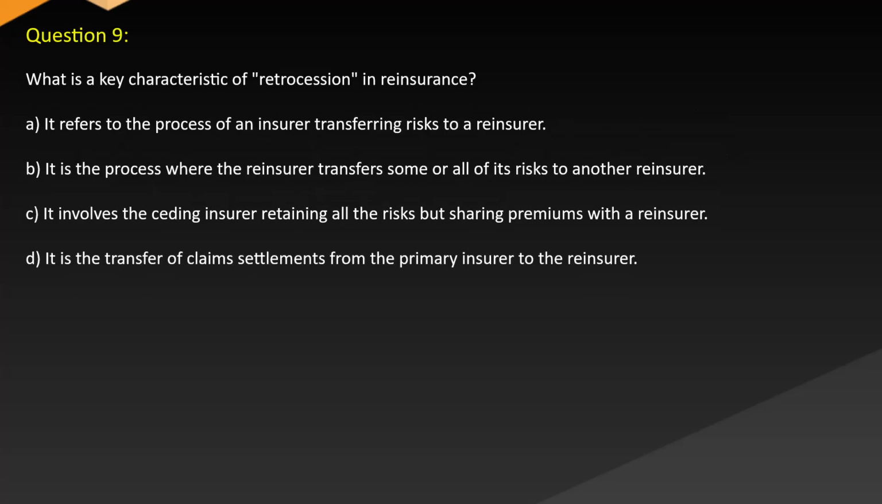Question 9. What is a key characteristic of retrocession in reinsurance? A. It refers to the process of an insurer transferring risks to a reinsurer. B. It is the process where the reinsurer transfers some or all of its risks to another reinsurer. C. It involves the ceding insurer retaining all the risks but sharing premiums with a reinsurer. D. It is the transfer of claims settlements from the primary insurer to the reinsurer.